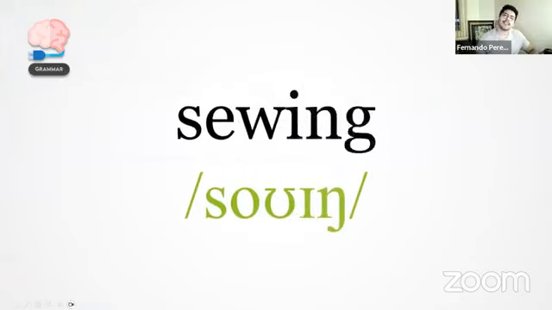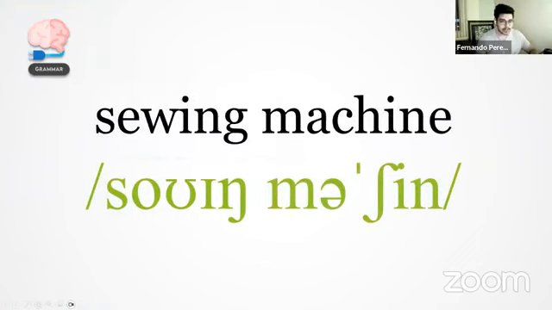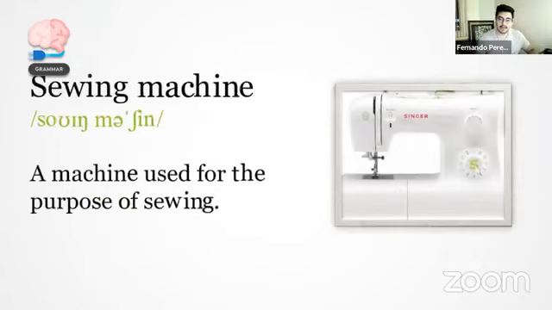If I use the ing, I am using the description, sewing, or a noun, the activity of sewing. If I collocate the word sewing before the word machine, I create the word sewing machine to describe this. This is a sewing machine. A machine used for the purpose of sewing.